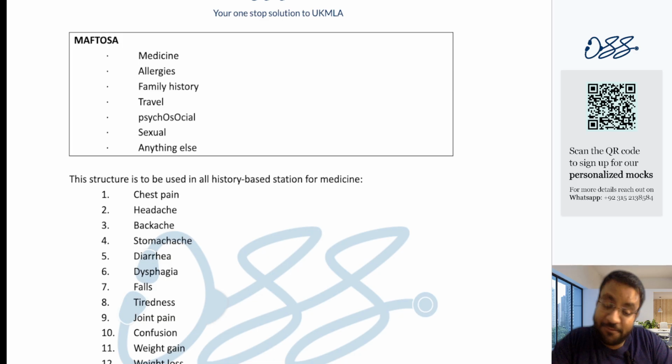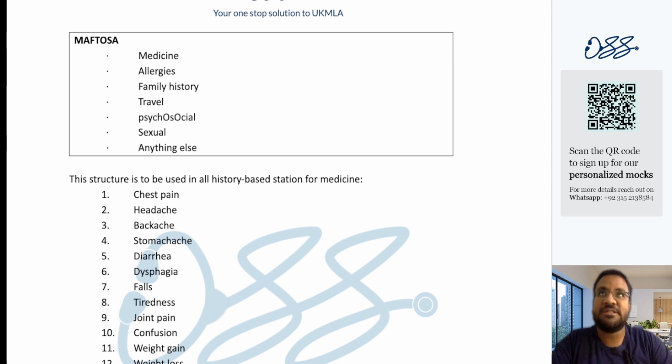I've seen people in my mock asking a male patient, by any chance, are you on any oral contraceptive pills? So do not be that idiot. Make sure that you don't let the pressure of the exam get in your head and end up making silly mistakes like these. So yes, directed questions: by any chance, are you on blood thinner medications?